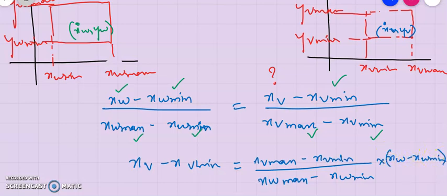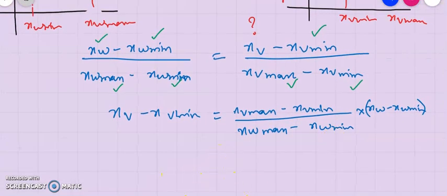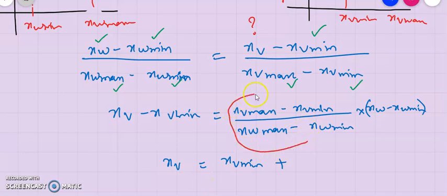I have just changed the numerator part and nothing else, right? So now when I solve this, XV is equal to XV minimum plus, right? So this whole equation, the ratio that I am getting here, is nothing but viewport x extent upon window x extent, since it is XV max minus XV min upon XW max minus XW minimum.